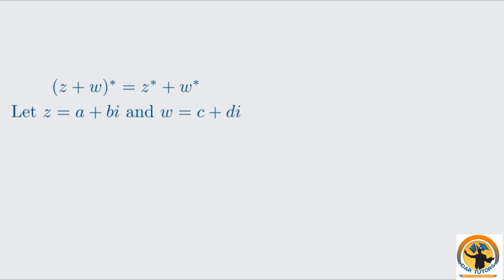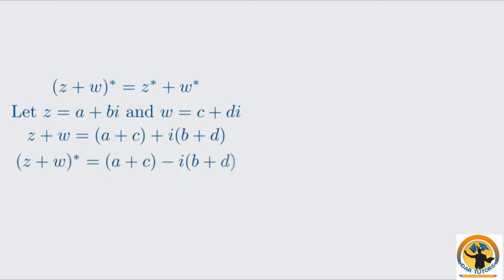z equals a plus bi, and w equals c plus di. First, we find their sum. z plus w equals a plus c plus i times b plus d. Next, we take the conjugate of the sum. This means we change the sign of its imaginary part. So, the conjugate of z plus w is a plus c minus i times b plus d.